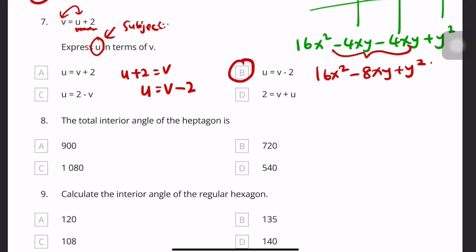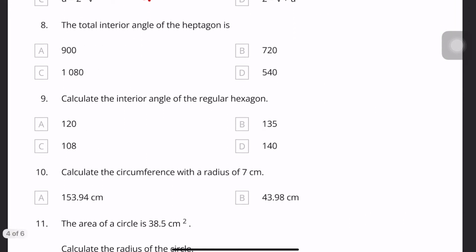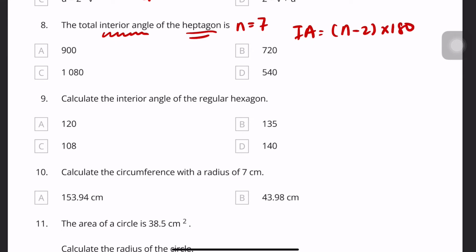Okay, let's proceed to the next question. The total interior angle of a heptagon. We know that a heptagon has 7 sides. So what is the formula for interior angle? The formula for interior angle is n minus 2 times 180. So heptagon is 7. So 7 minus 2 times 180. So we have 180 times 5. So your answer is 900, A.